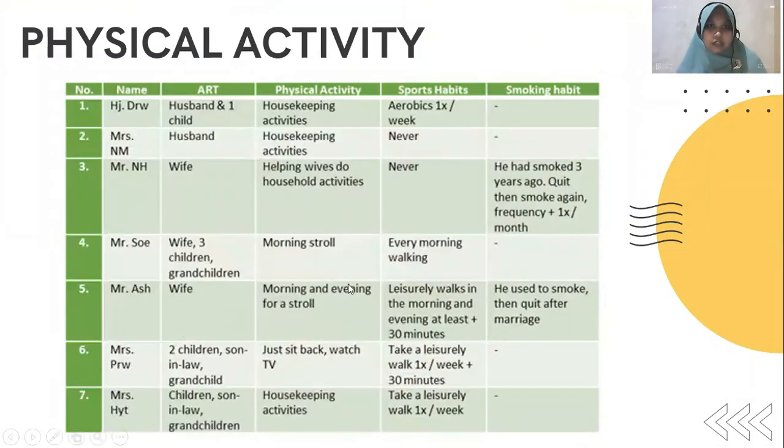This is the physical activity of the subjects. As we see in the table, the subjects have companions like their husband and their children, and they have physical activity like housekeeping activities, but it is not supported with a sport habit. And also there are still subjects who have a smoking habit.